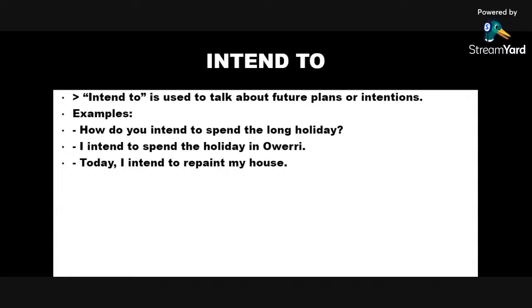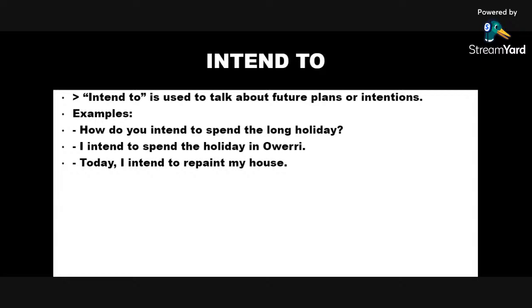You can say, I intend to spend the holiday in Owerri. I intend to spend the holiday in the Bahamas. I intend to spend the holiday in Paris. I intend to spend the holiday in Dubai. All right? You are talking about your future intentions, all right?